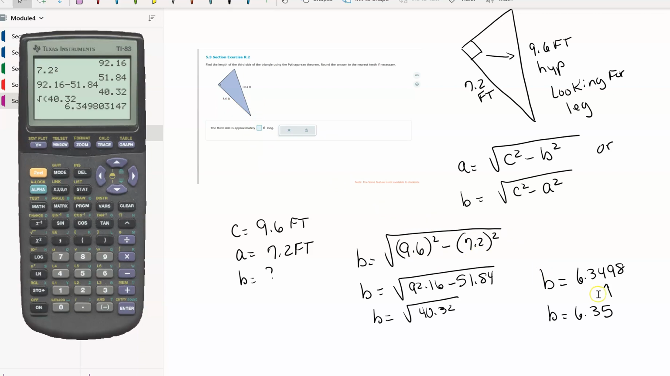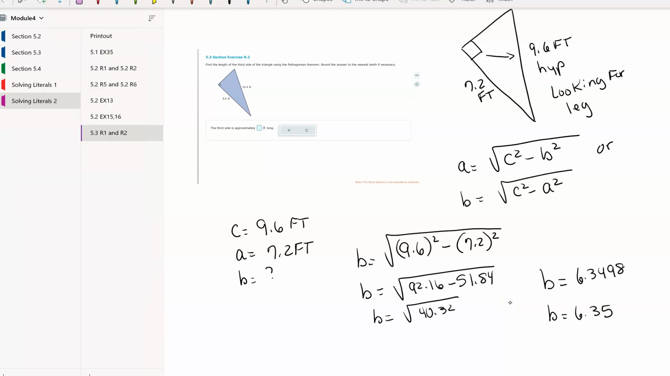So this is one digit, and for one digit, I thought it was two digits. Let me just erase that. For one digit, I'm going to be looking right here. So this is under 5, so I will leave it as 6.3. So my answer for this is 6.3.